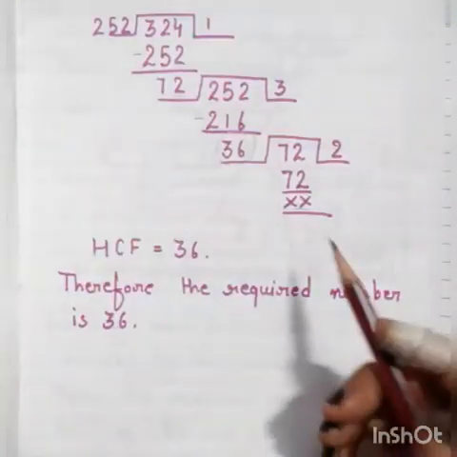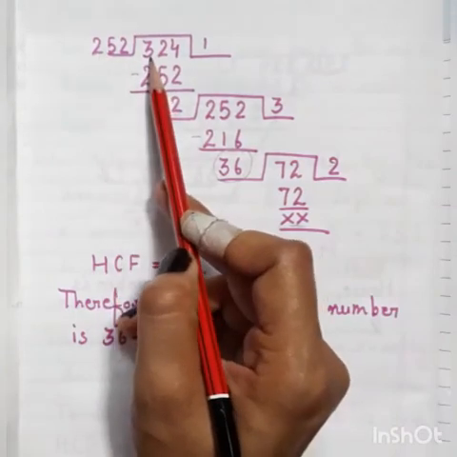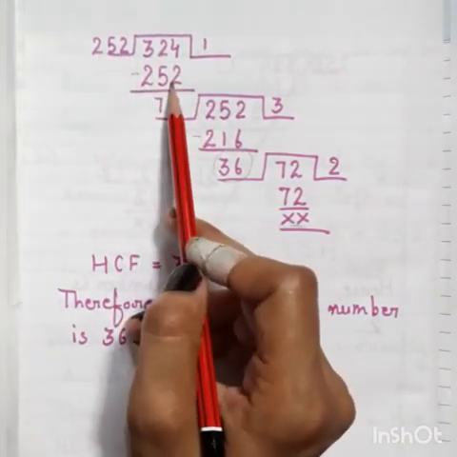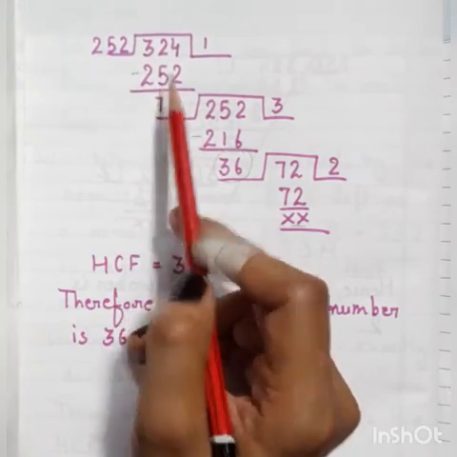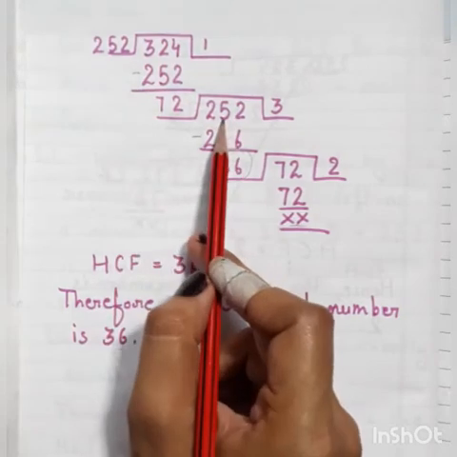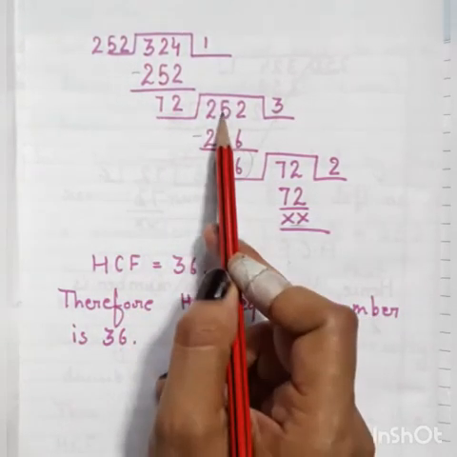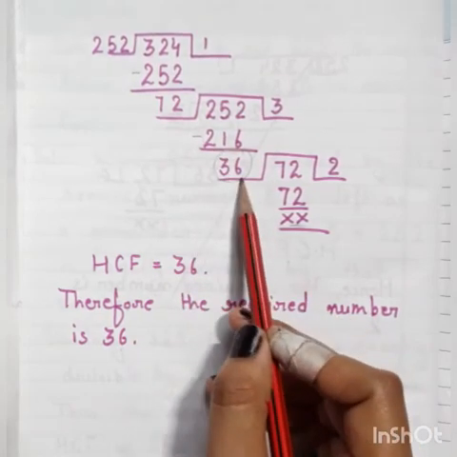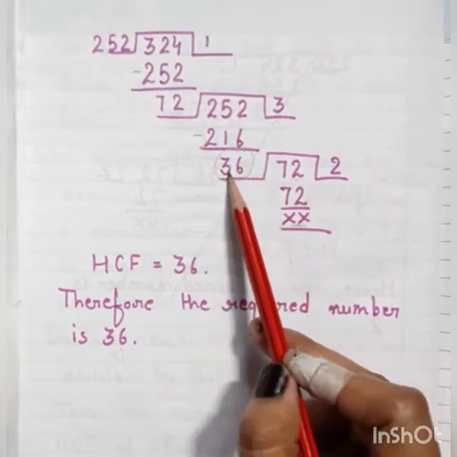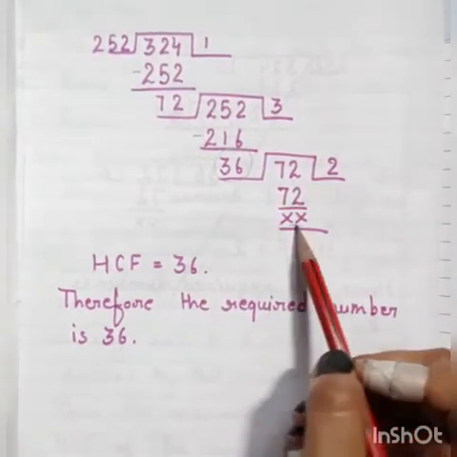Now we have to find the HCF of 252 and 324. Here I have done the HCF. You will write the greater number over here, the smaller over here. Now 252 ones are 252. When you subtract these two, the answer is 72. Now again your divisor becomes your dividend. Now 72 threes are 216. Again when you subtract these two, the answer is 36. Now again this divisor becomes your dividend, and 36 twos are 72. When you subtract these two, you get 0 over here.